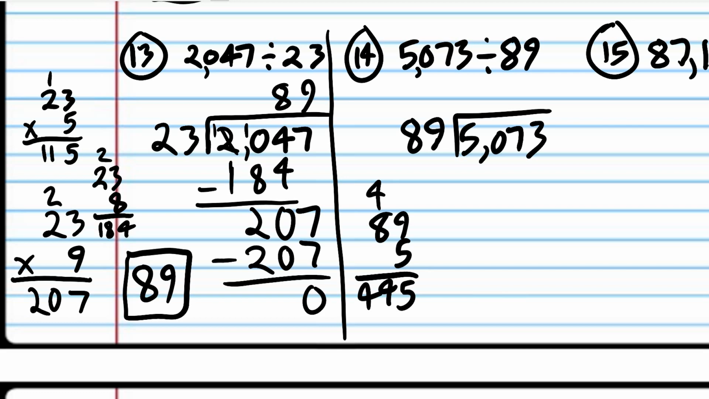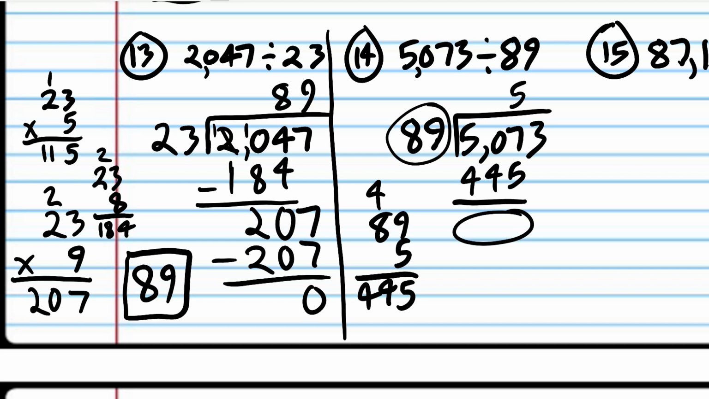All right, so let's try this, and we're going to test it. We're going to see if that works. So we're going to put 5 not over the 5, not over the 0, but over the 7, because it's 89 into 507. 89 times 5 is 445. Now, when we subtract and get our remainder, this remainder should be smaller than 89. If it's not smaller, we know we did something wrong.